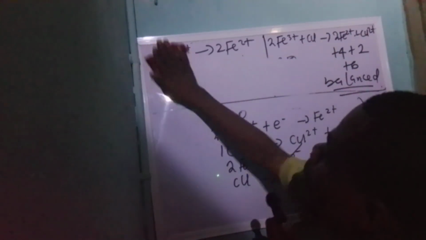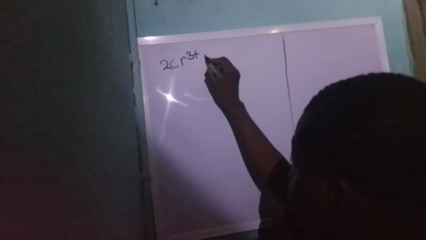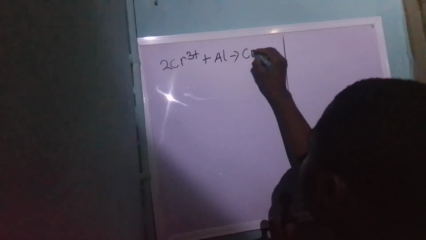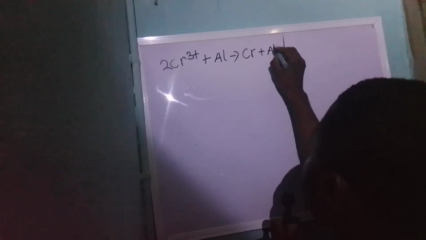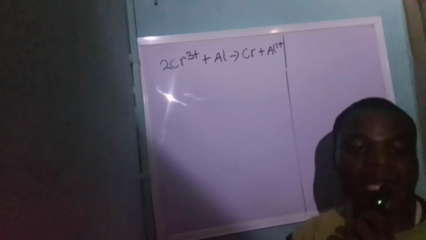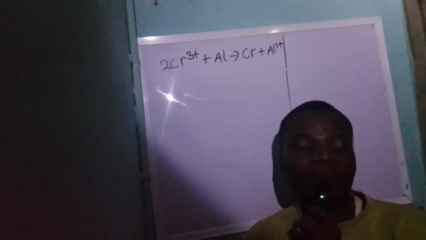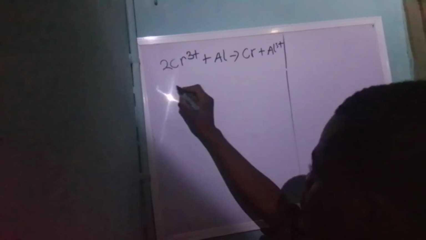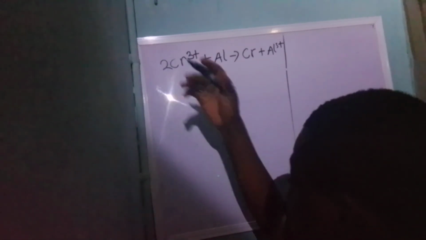Now let's check the next example. They give us Cr3+ and Al to give Cr plus Al3+. They said we should balance this simple ionic equation. So what is the first thing we are going to do? The first thing is to indicate the reduction and oxidation reactions.